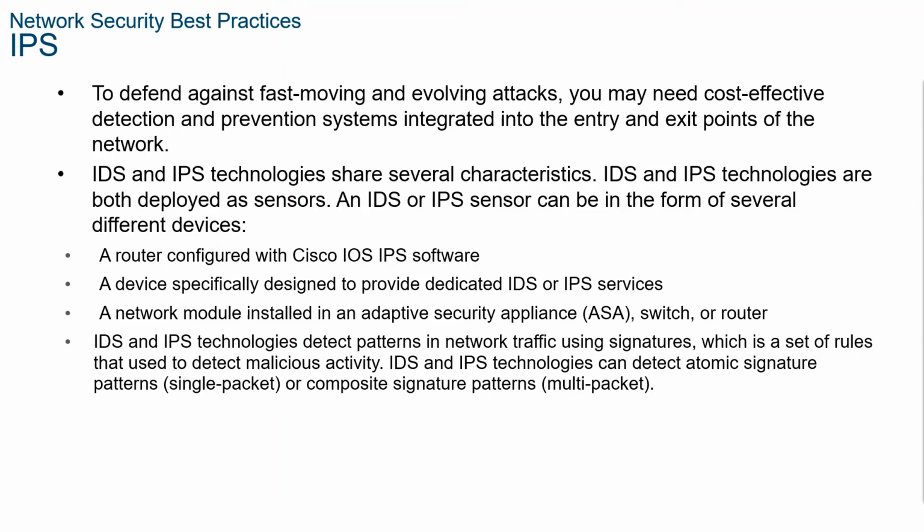An IDS or IPS sensor can be in the form of several different devices. It could be a router configured with Cisco IOS IPS software. It could be a device specifically designed to provide dedicated IDS or IPS services. Or it could be a network module installed in an adaptive security appliance, or ASA, switch, or router.